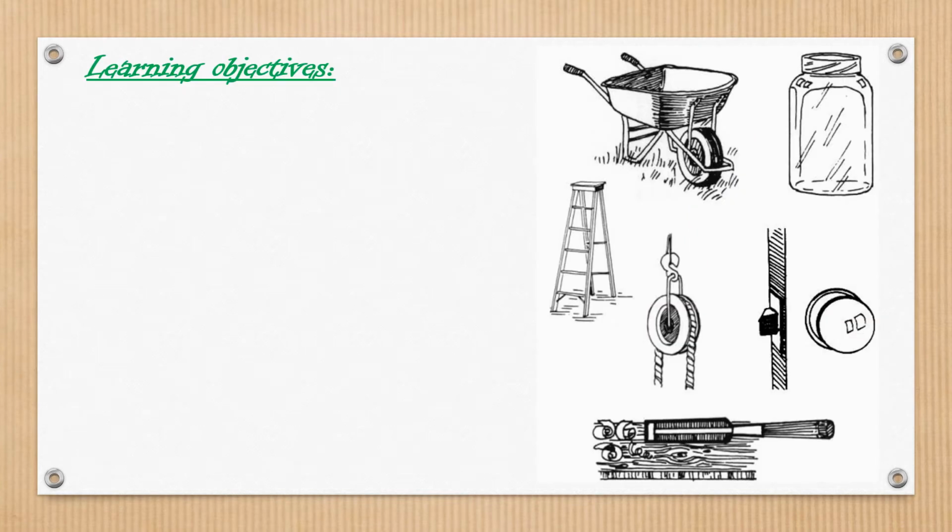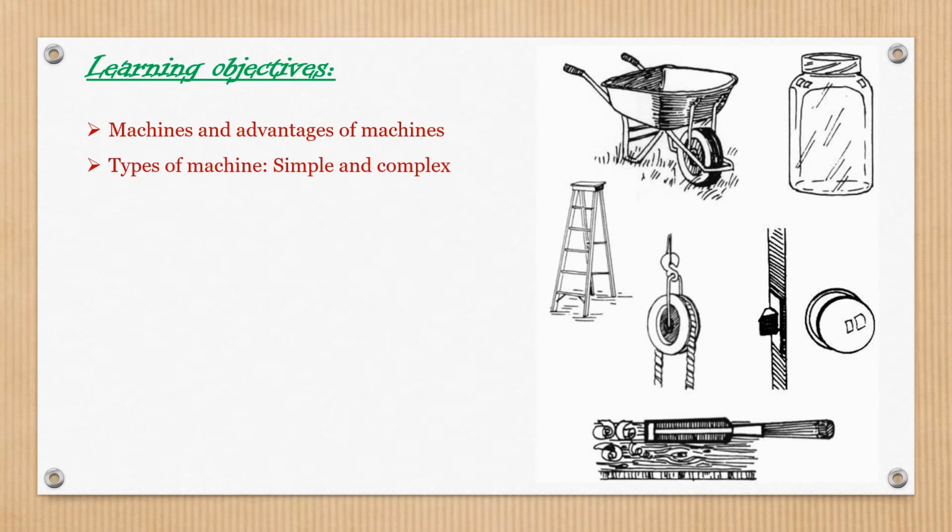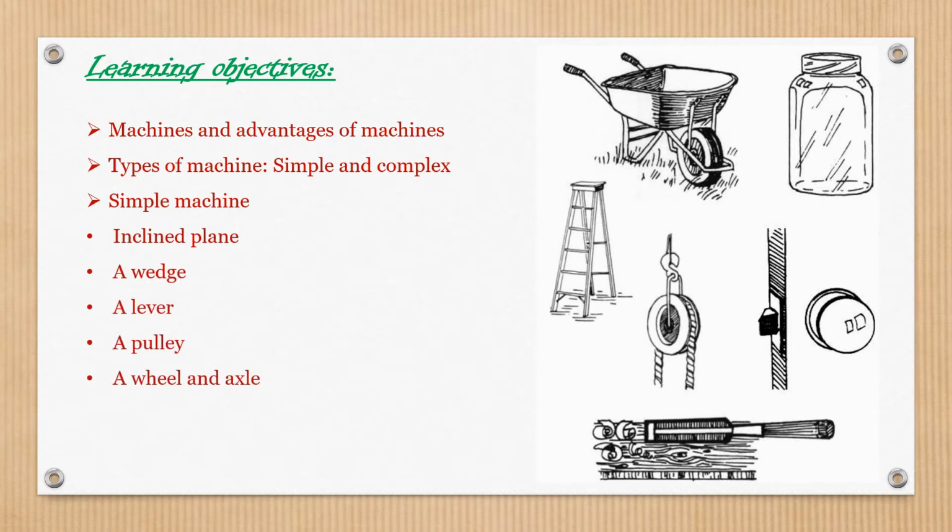Before starting with the chapter, let us see the learning objectives. Students, in this chapter you will be learning about machines and the advantages of machines, then the different types of machines such as simple machines and complex machines. Then you will understand simple machines and their types: inclined plane, wedge, lever, pulley, wheel and axle. You will also understand complex machines and the maintenance of machines.